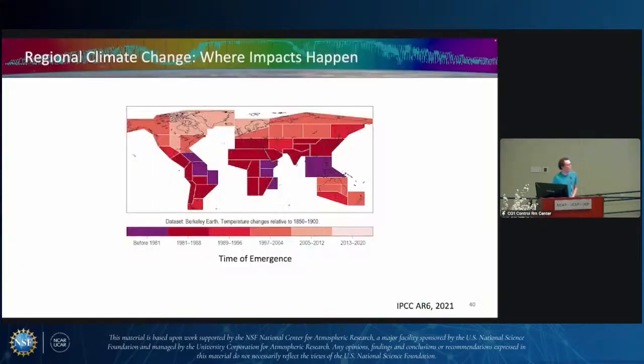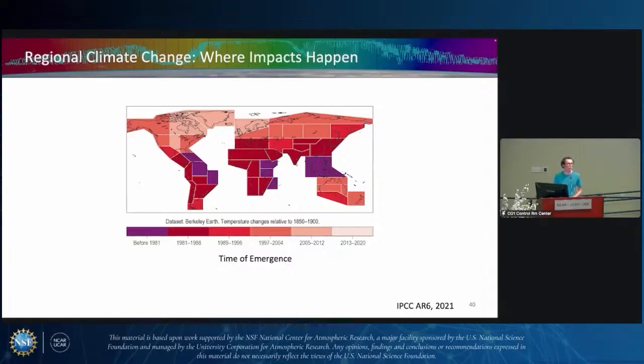To motivate this, this is a figure from the most recent IPCC report indicating the year in which these standard IPCC regions have a detectable change in surface temperature. The reason we're interested in this question is that climate change is fundamentally a regional process, and adaptation and mitigation also need to be regionally informed.